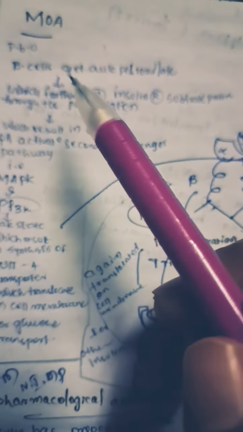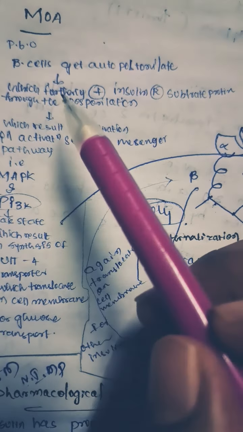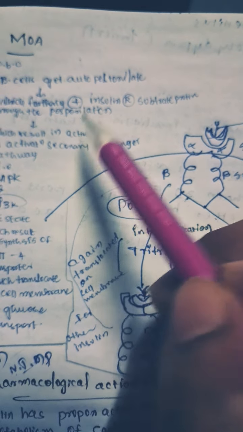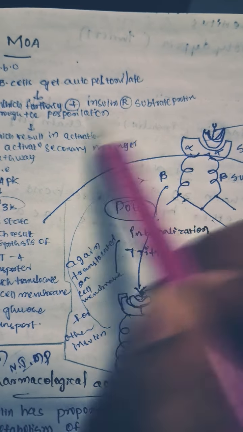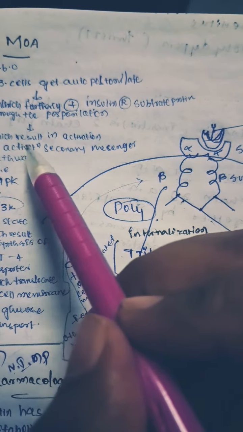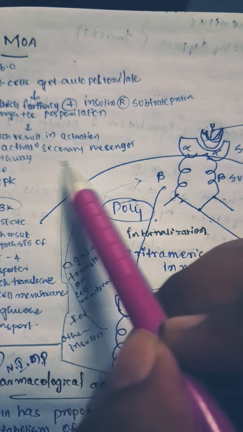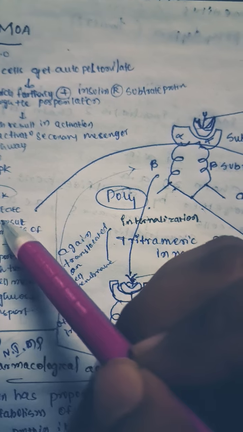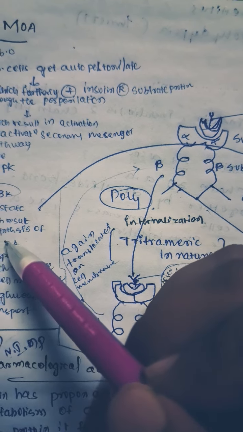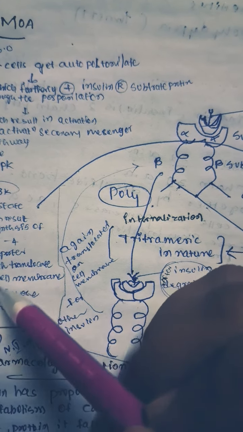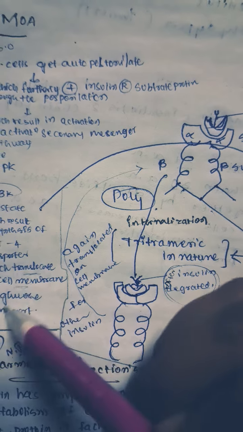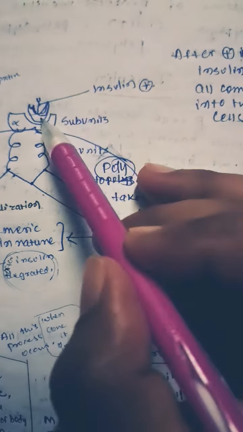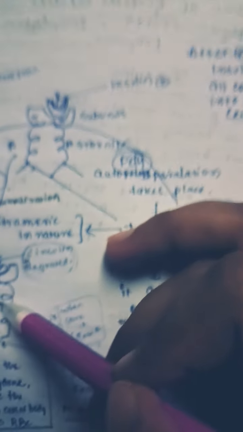After it, the beta subunits undergo autophosphorylation, which further activates the insulin receptor substrate through phosphorylation. This results in the activation of all the secondary messenger pathways like MAPK and PI3K, which results in the synthesis of the GLUT4 transporter, which is translocated to the cell membrane for more glucose transport. Okay, when insulin binds to the alpha subunit, it internalizes.